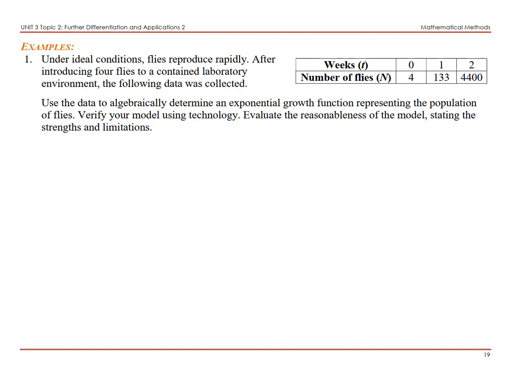Let's look at the first example. Under ideal conditions, flies reproduce rapidly. After introducing 4 flies to a contained laboratory environment, the following data was collected.